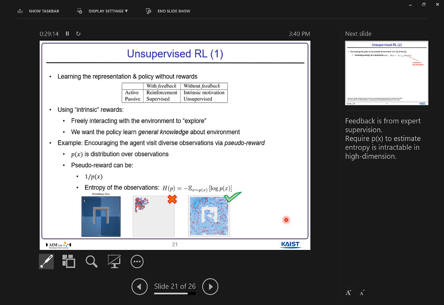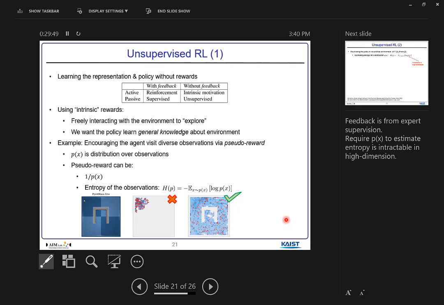Usually in RL, when we interact with the environment, we get the reward, right? The reward from the environment. So we use that reward to learn. But without reward from the environment, how do we learn? That is the purpose of the intrinsic reward: to learn general things, to interact freely without a role, without purpose.